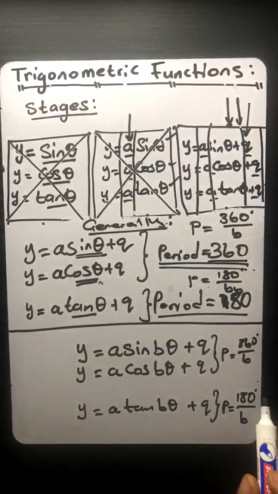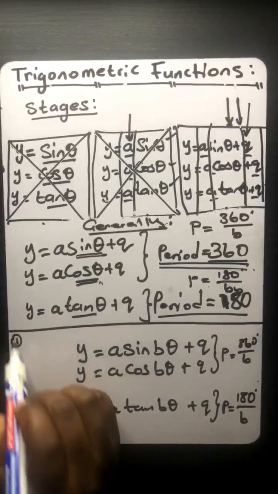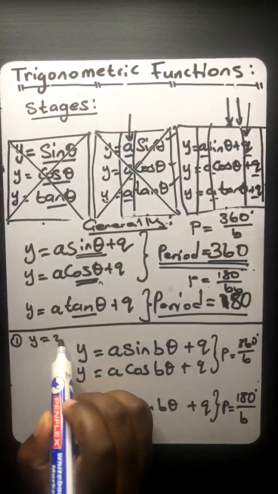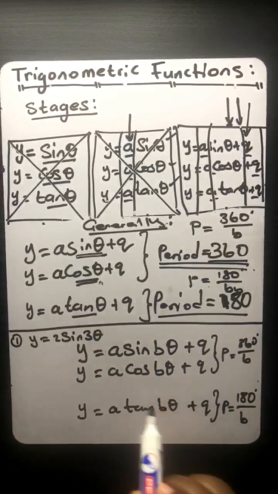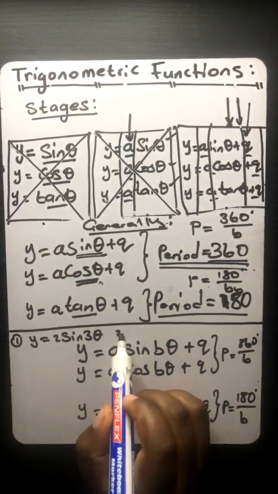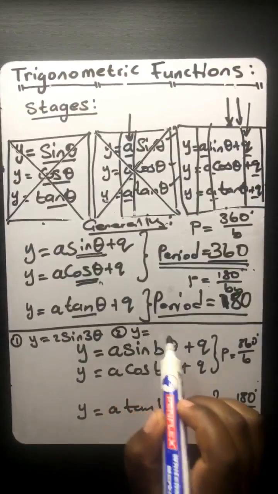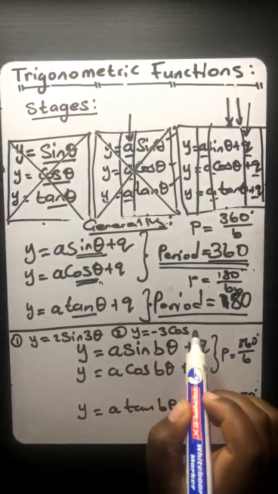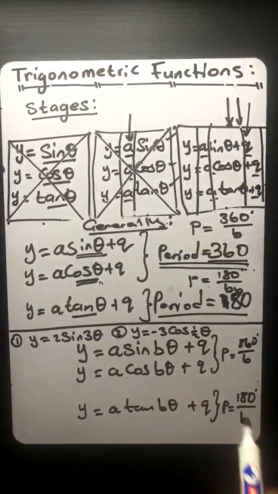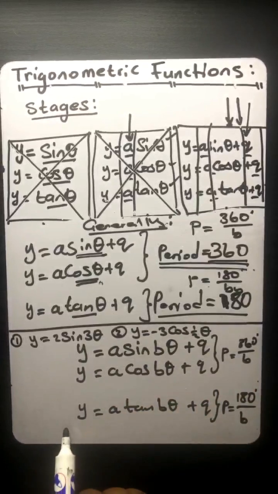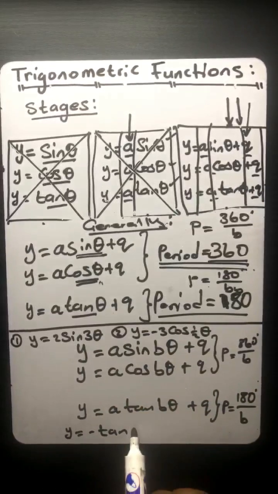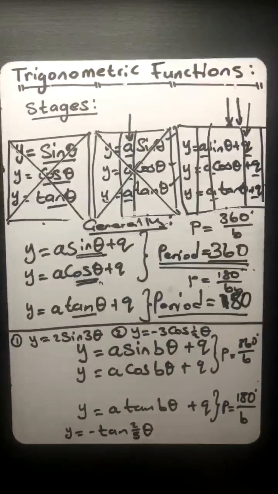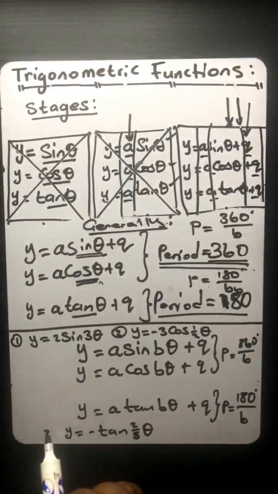So you will notice that in some instances, let's say number one, you might be given y equals 2 sin 3 angle. And then number two, you might be given, let's say, y equals -3 cos half angle. And then maybe for this one, let's say you are given y equals negative tan 2/5 angle, being number 3.